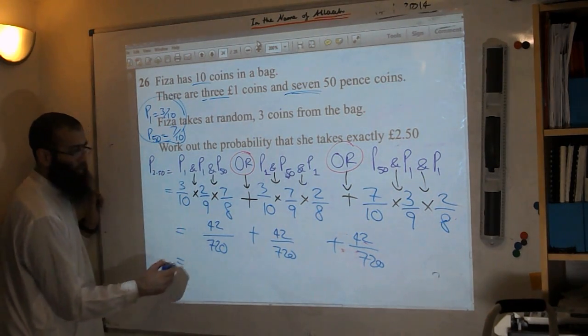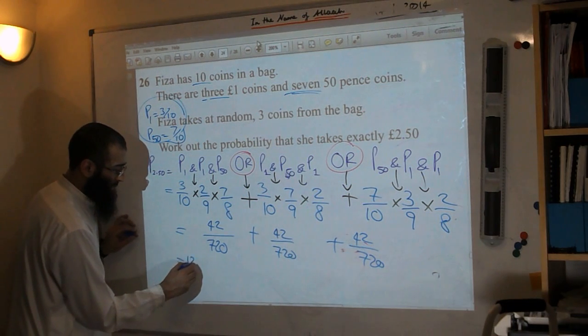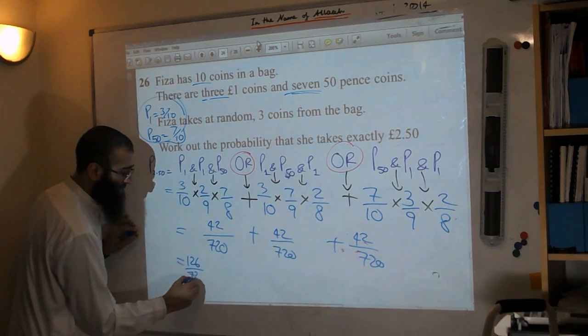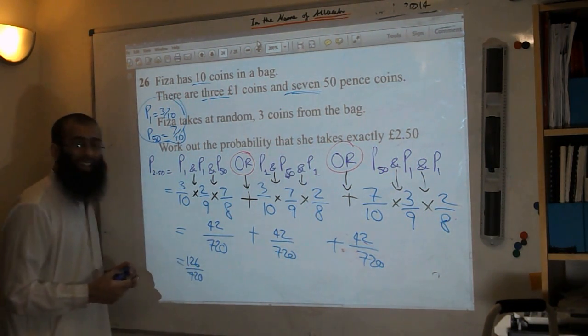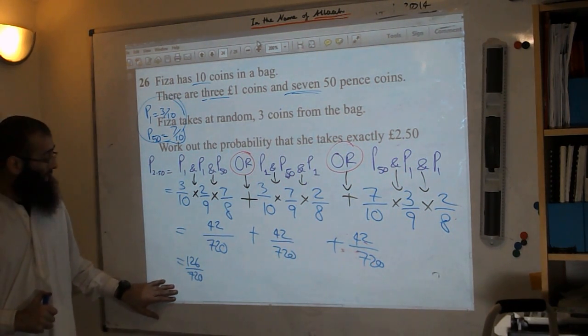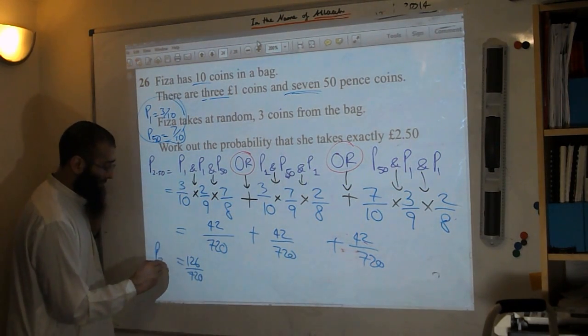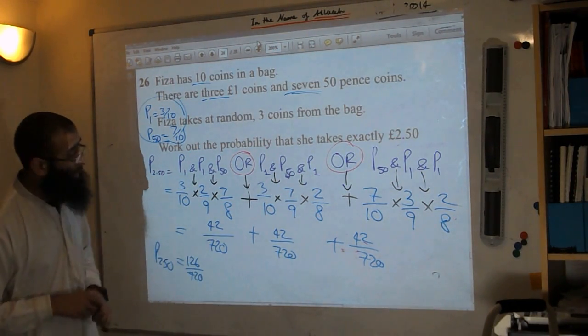So what's the total for that? 40, 40, 40, and then add 6 is 126. 126, the bottom number does not change: 720. So you can cancel this down, or you can just leave it like that. Simplify it if you're feeling a bit funky. That's the probability of getting £2.50. Okay, next question please.